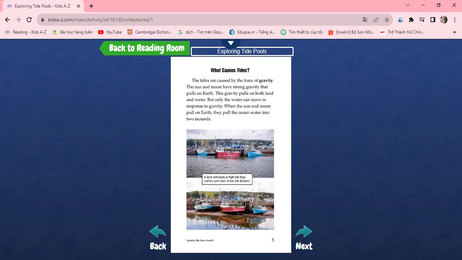What causes tides? The tides are caused by the force of gravity. The sun and the moon have strong gravity that pulls on the Earth. The gravity pulls on both land and water, but only the water can move in response to gravity. When the sun and moon pull on Earth, they pull the ocean water into two bulges.